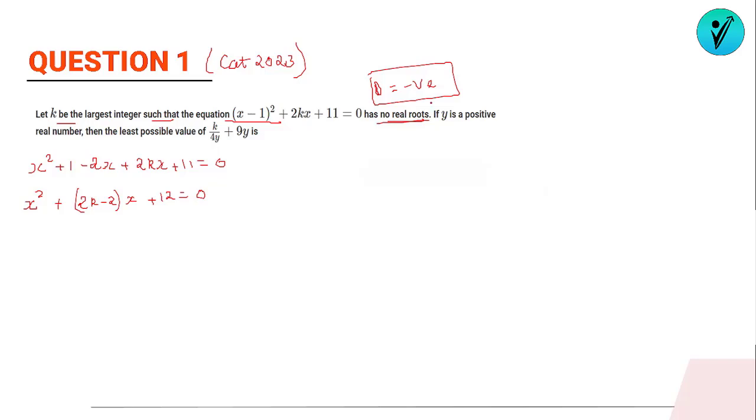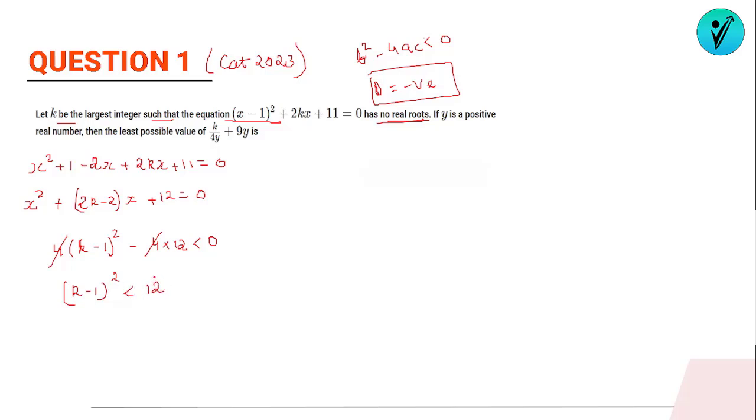So what will be the condition? The discriminant, b square minus 4ac, should be less than 0. Let's use it. So b square: take 2 common out, so it will be 4 times (k minus 1) whole square. This is your b, so b square will be 4 times (k minus 1) whole square. I have simply taken 2 outside. Minus 4 into 12 should be less than 0. If you take 4 common, we have (k minus 1) whole square is less than 12.